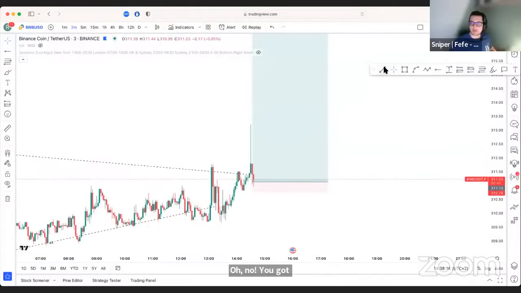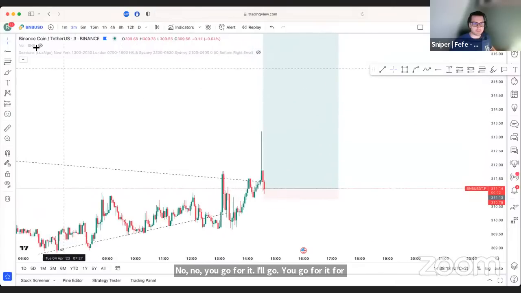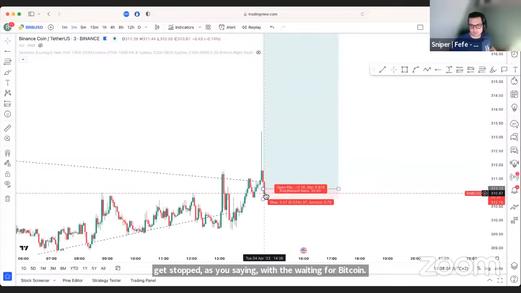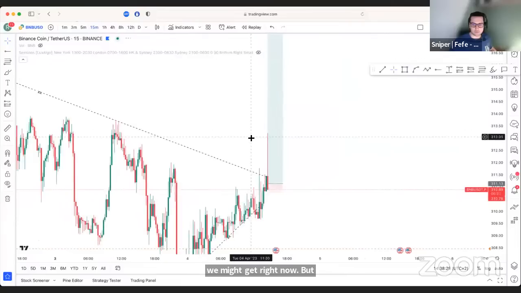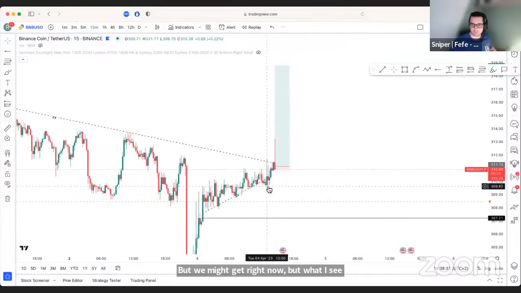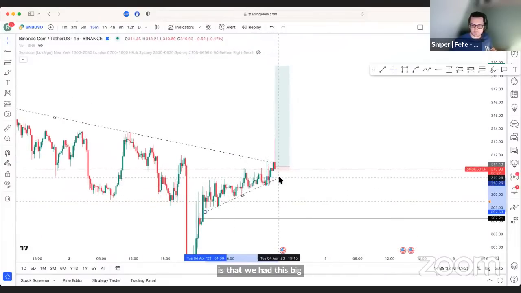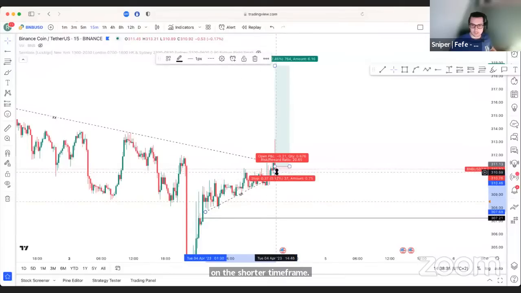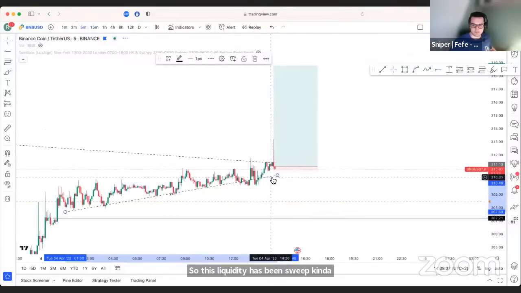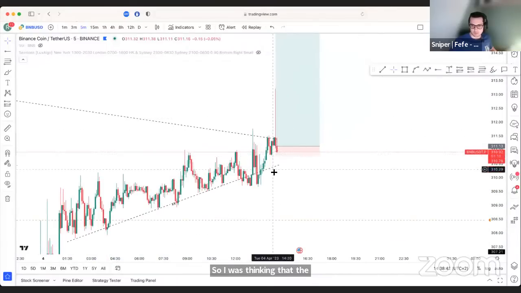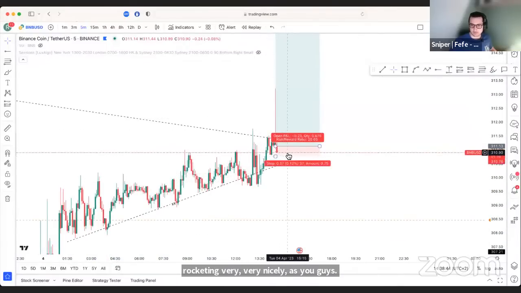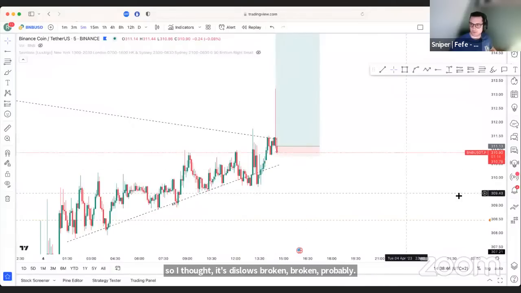Okay, cool. So basically what I saw, but it might get stopped as you're saying with the waiting for the Bitcoin. But what I see is that we had this big. I'm mostly confirming everything on the shorter time frame. So this liquidity has been swept kind of here. So I was thinking that the probability of this was rocketing very, very nicely, as you guys saw. So I thought if this low is broken, we're probably going to revisit here. So I have a 0.12% stop loss.